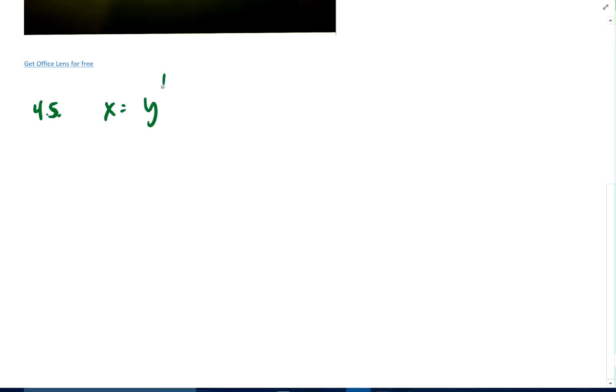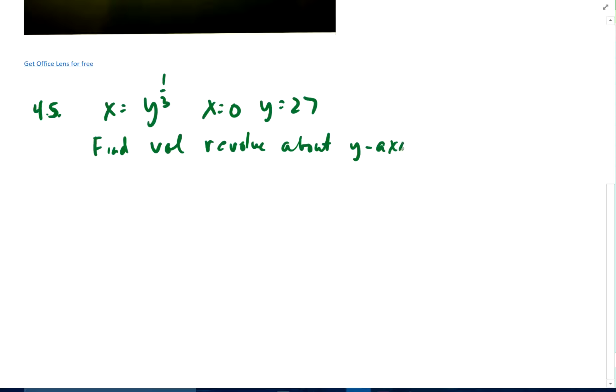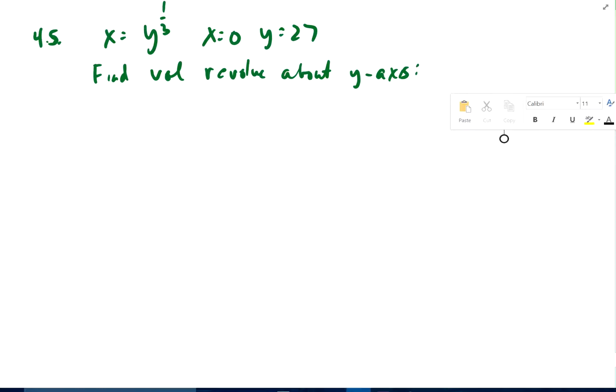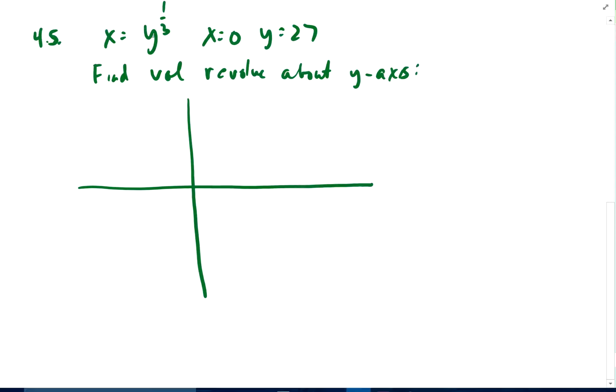X equals y to the 1/3. X equals 0. Y equals 27. And it's find the volume when you revolve about the y-axis. Okay, so if I revolve this about the y-axis, this is figuring out what in the world does x equals y to the 1/3 look like. Well, that's y equals, if I cube both sides, x cubed. Okay, so y equals x cubed goes like this.